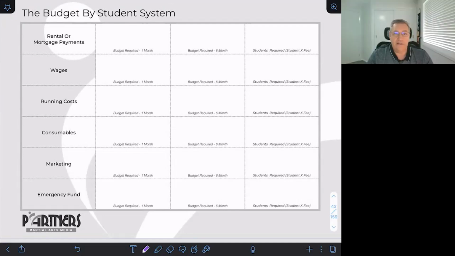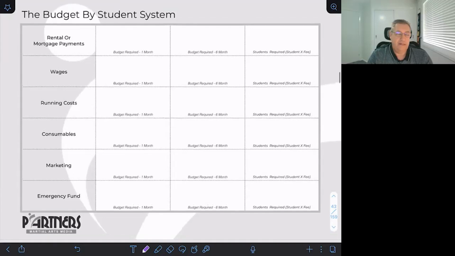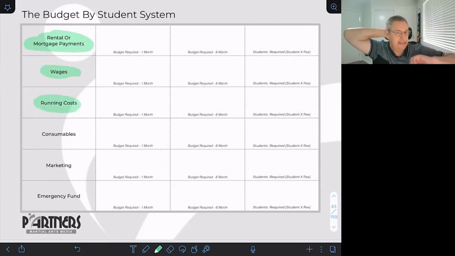Okay, so if we go through the expenses down the left-hand column, you see your rental or mortgage payments. You've got to pay something to somebody. Your wages for your staff, obviously, and that includes all your superannuation and staff training, etc. Your running costs are all your utilities, your phone, your electricity, all that sort of stuff. That's your core running costs. You know what they are.